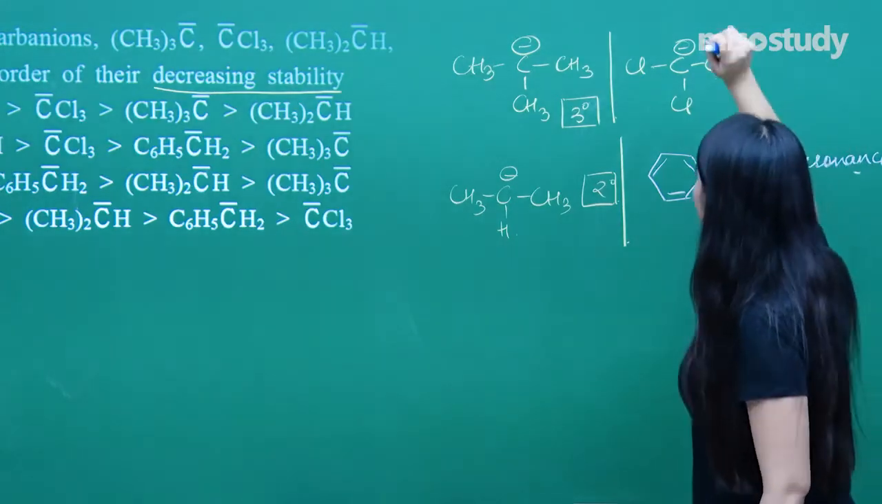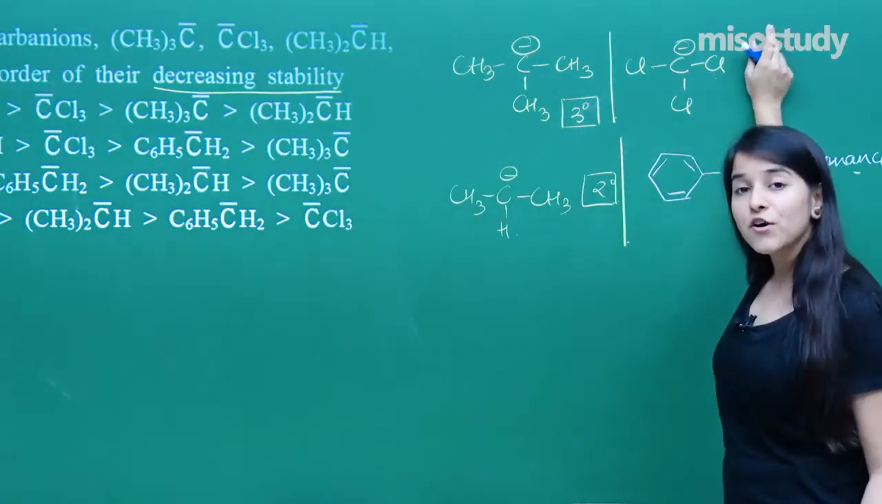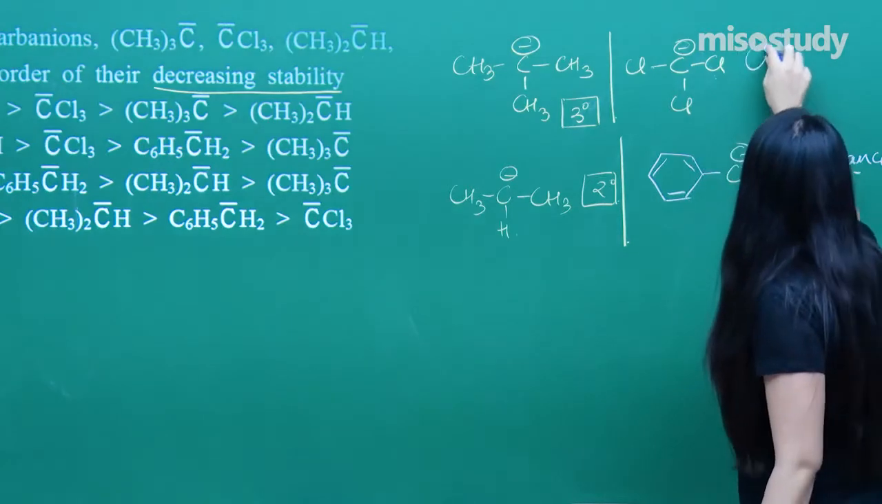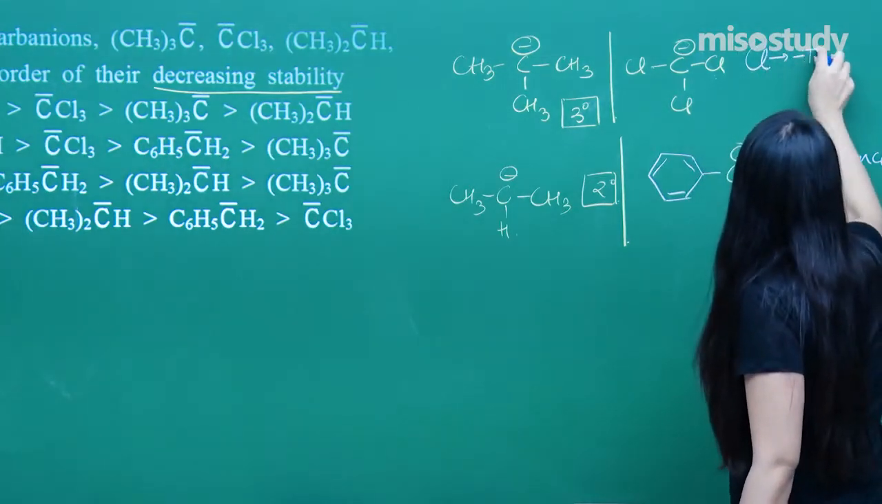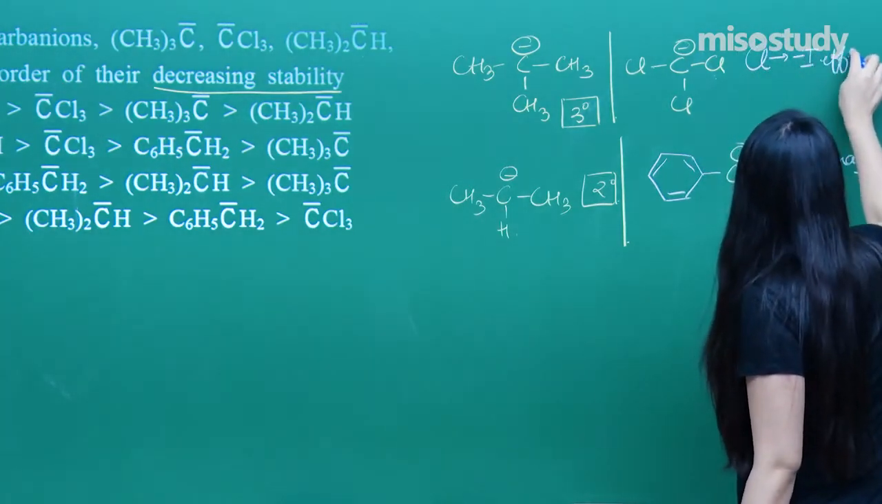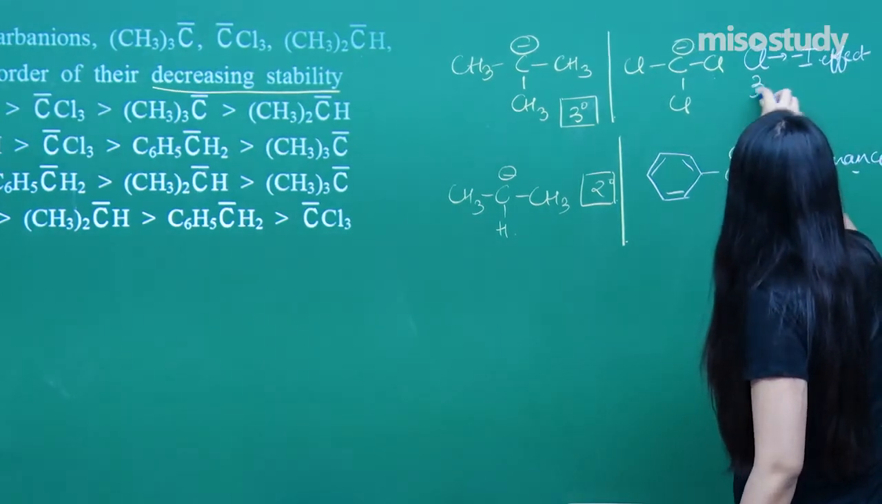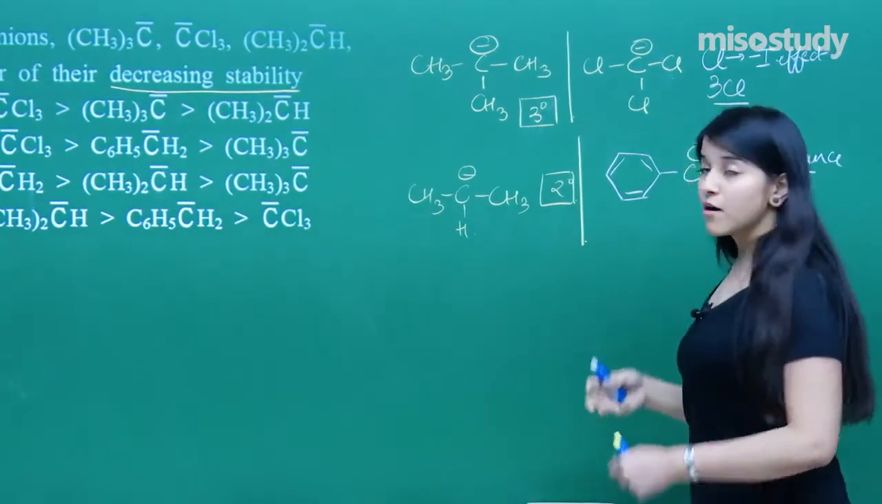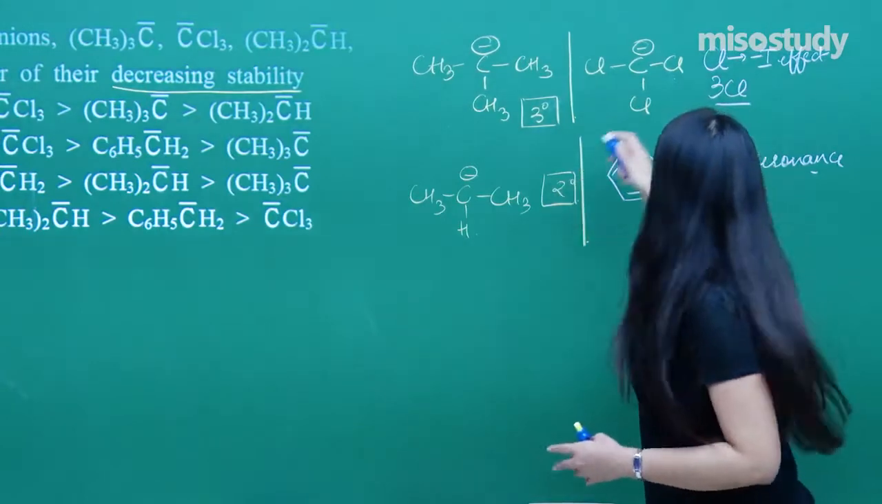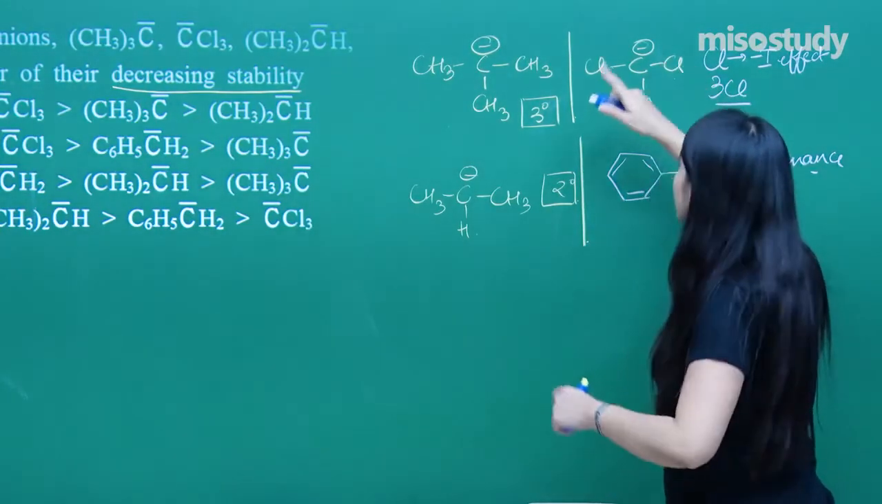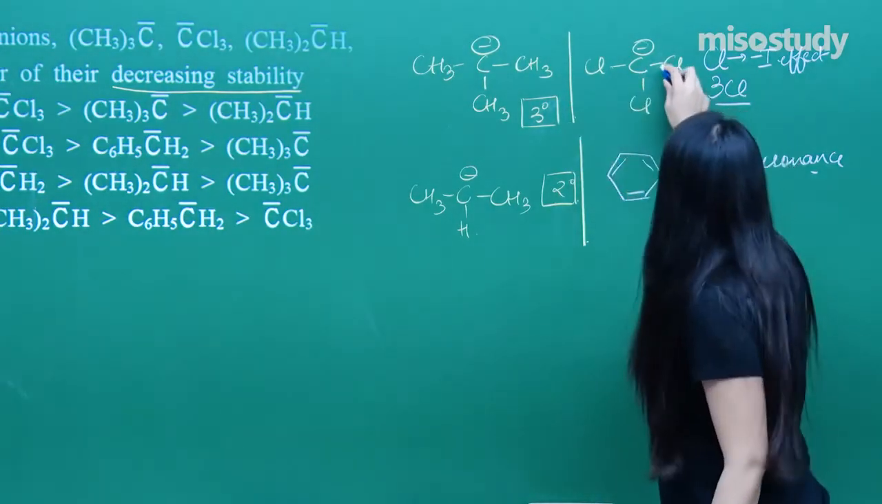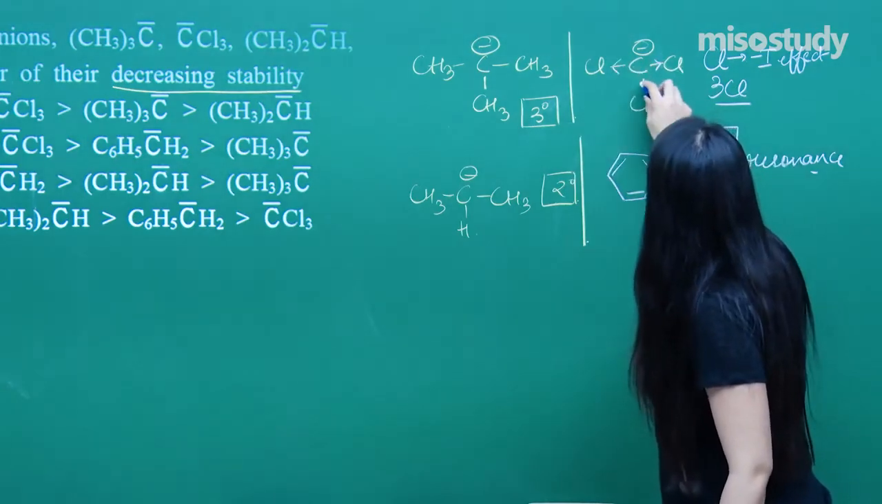And what about this very option? Chlorine has got minus I effect. Cl has got minus I effect. And I have got 3 chlorines over here, 3 Cls. That means a booster of minus I effect. That means the chlorine is withdrawing the negative charge towards itself.